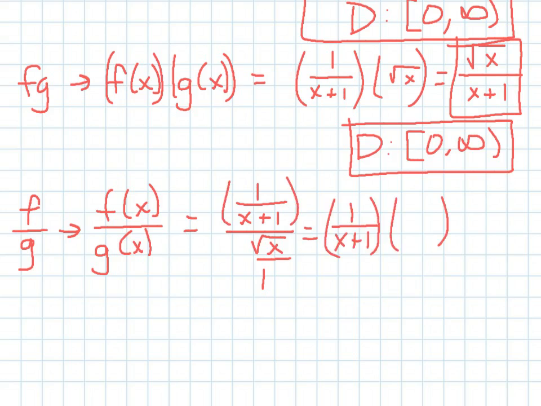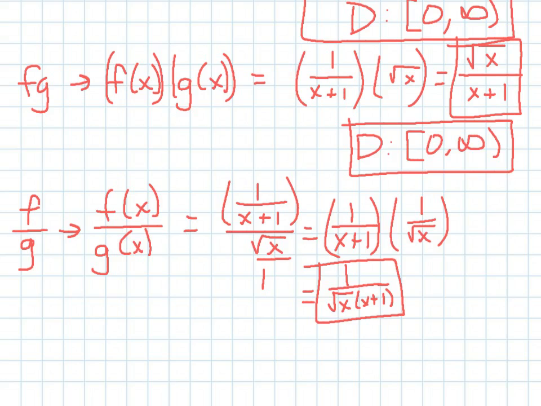Then you flip the bottom, changing the operation from division to multiplication. Okay, so I can simplify this one by saying square root of x times x plus 1 underneath my radical, or underneath my denominator. Okay, and so then I have that.